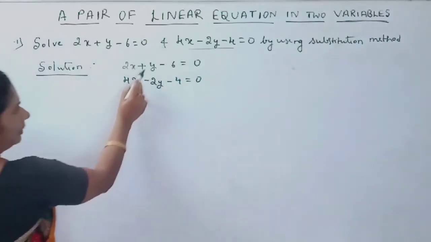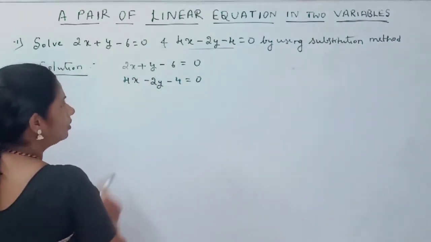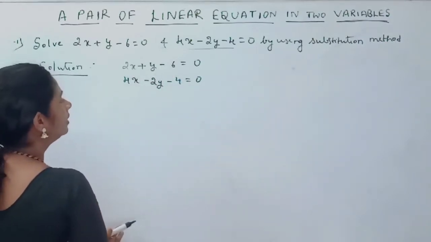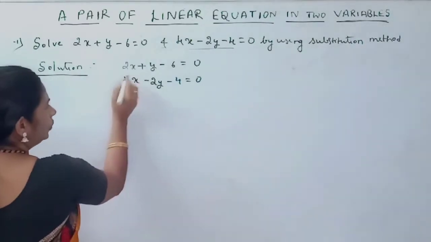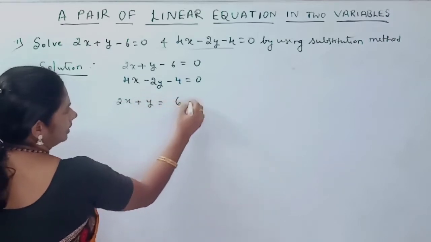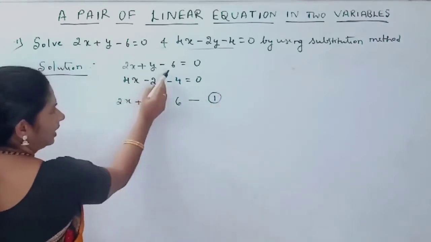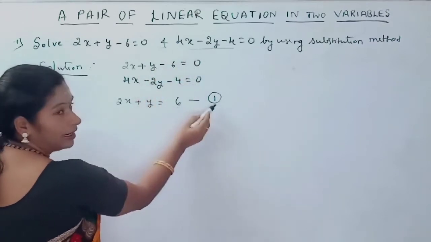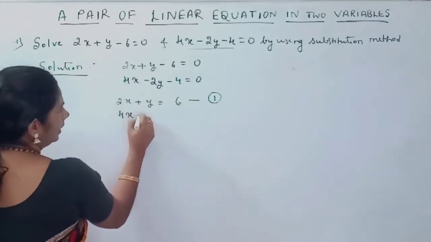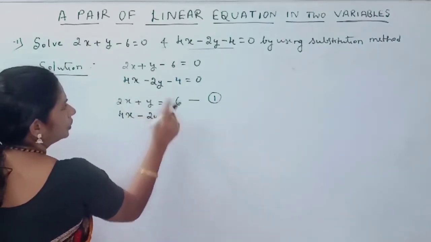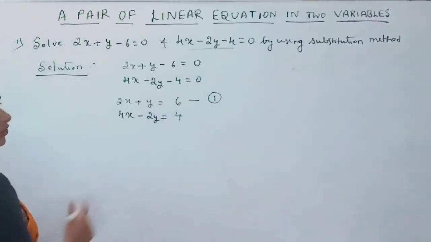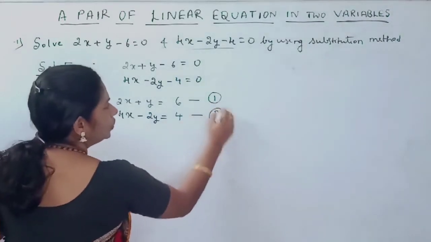Now these two, a pair of linear equations in two variables, are already in the standard form. Now what we have to do? 2x + y = 6. I'll call this equation 1. So -6 I have transposed to the right hand side, and now I'll call that equation 1. Similarly, the second equation, 4x - 2y = -4, I'll transpose to the right hand side. It becomes plus 4. And now I'll call this equation 2.